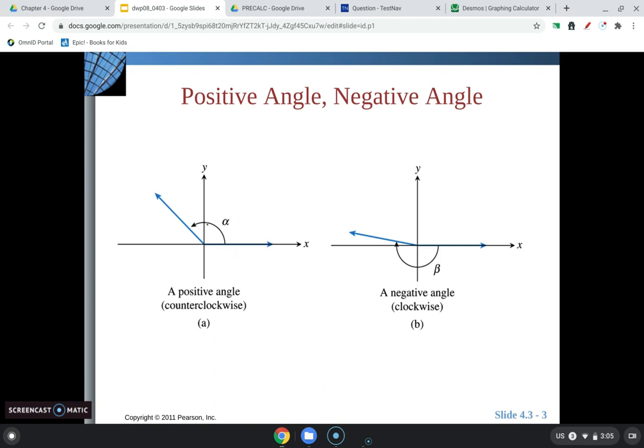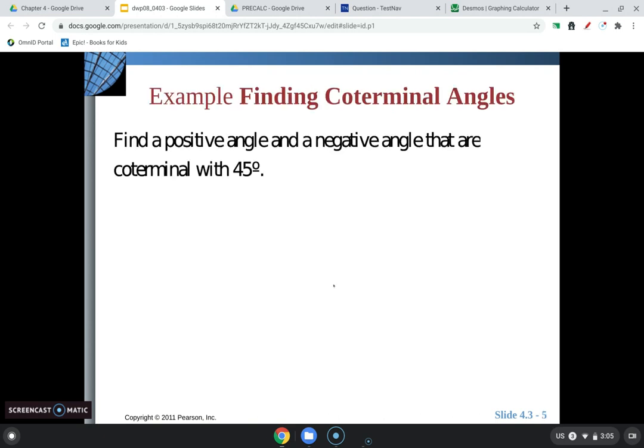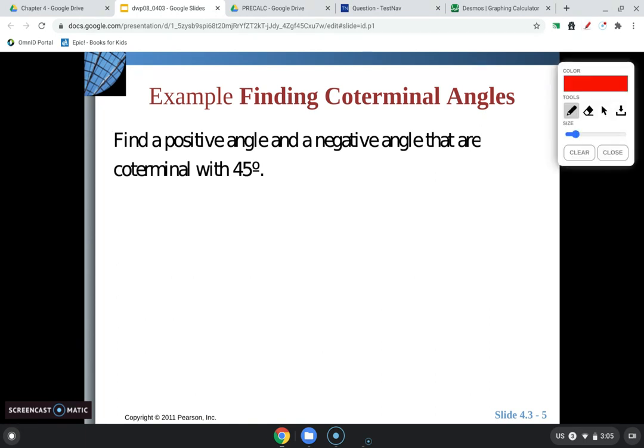We're going to start at (0, 0) and go to the left, counterclockwise. A negative angle is going to go clockwise. Two angles in an extended angle measurement can be considered coterminal if they end in the same spot. So find a positive and a negative angle that are coterminal with 45.